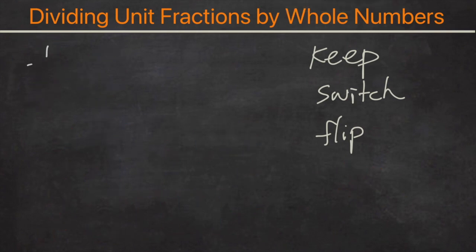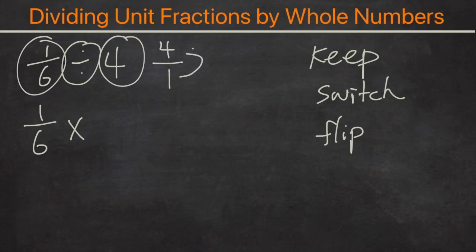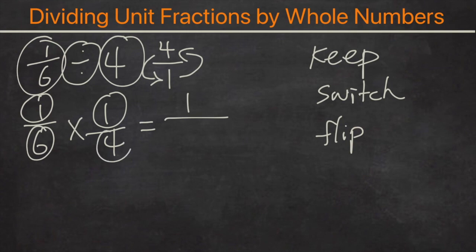Now let's try this one. 1/6 divided by 4. Using the keep, switch, flip method, we would keep this, we would switch this, and we would flip this. So we would keep the 1/6, change the division to multiplication, and flip 4, which is 4/1, so it becomes 1/4. Then we would cross multiply 6 times 4, 24. And that would be the answer.